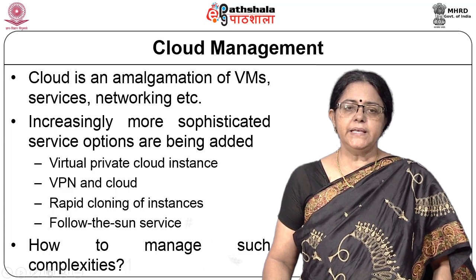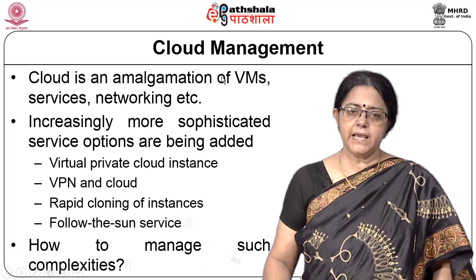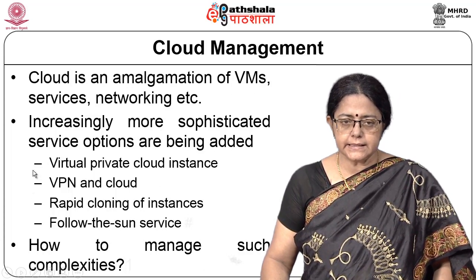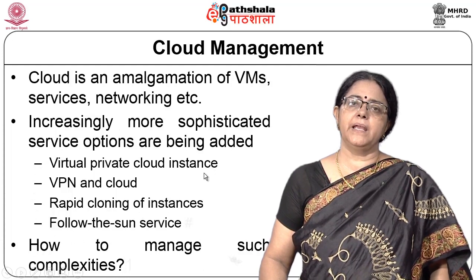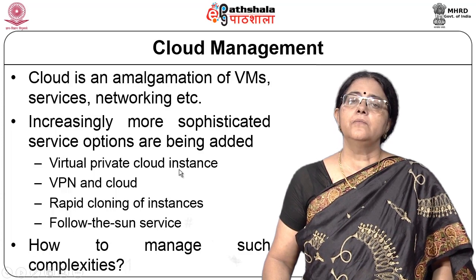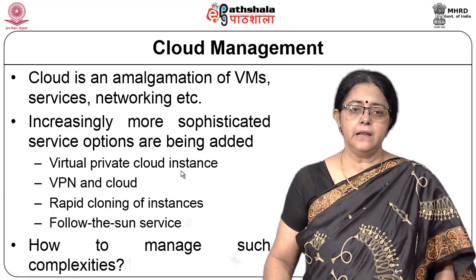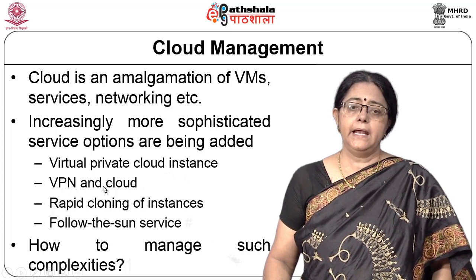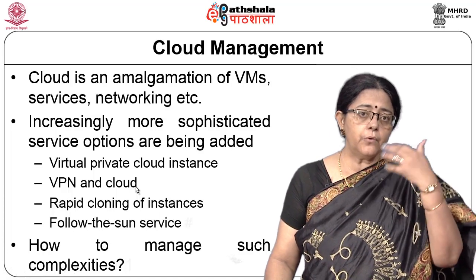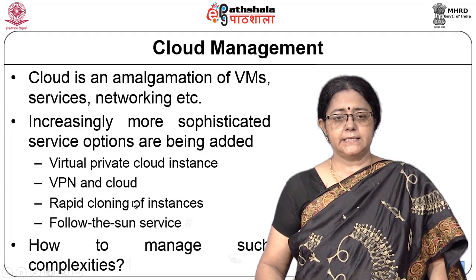So, we say that cloud is an amalgamation of all these VMs, services, networking, and more complexity is coming into the cloud. How more complexity is coming? We are seeing the virtual private cloud, that is a new concept that is coming in. We saw the VPN and how VPN is helping cloud. More and more VPN is getting integrated in cloud. So, that is another complexity that is coming.